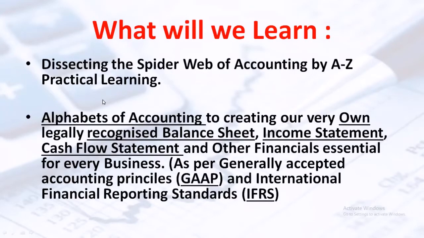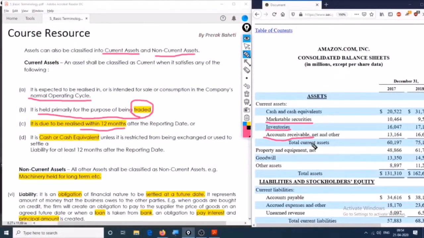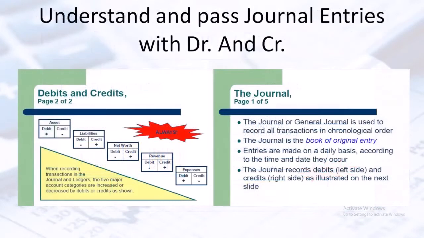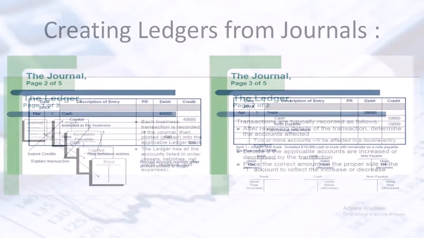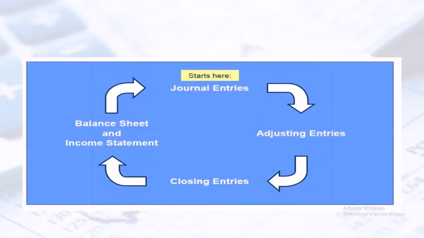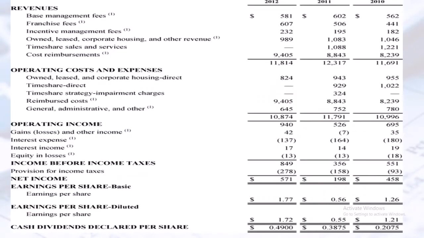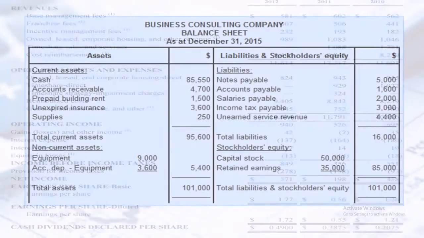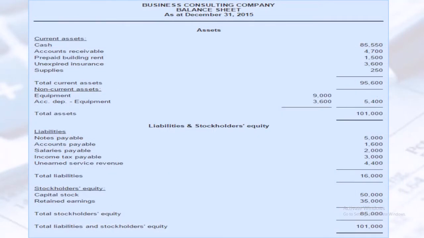How are we going to uncover this lecture? That is, how are we going to dissect the spider web of accounting? We are going to start from the absolute scratch, that is learning the basics. With the help of Amazon and corporation balance sheets, we are going to start from the golden rules and journal entries and then ledgers, creating our own T-shaped accounts, then trial balances, making our own adjustment and closing entries, then finally reaching a level where we'll be able to create our own reporting standard income statement, balance sheets, and reporting standards of balance sheet.